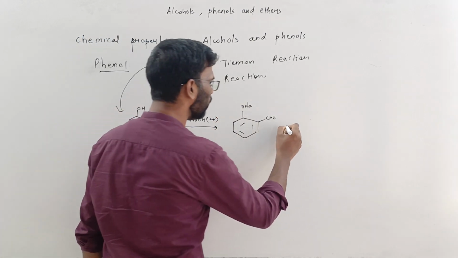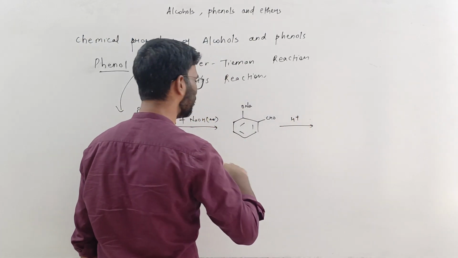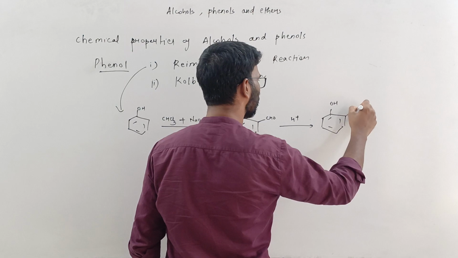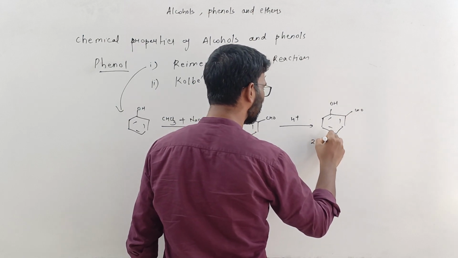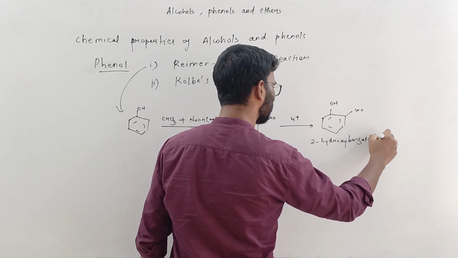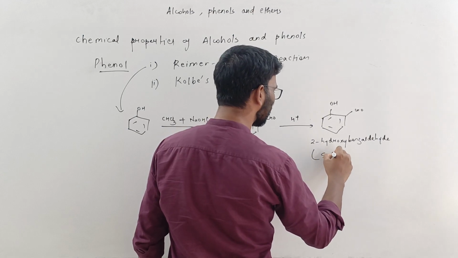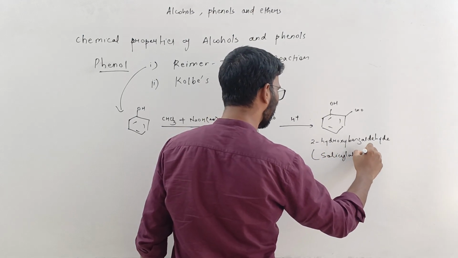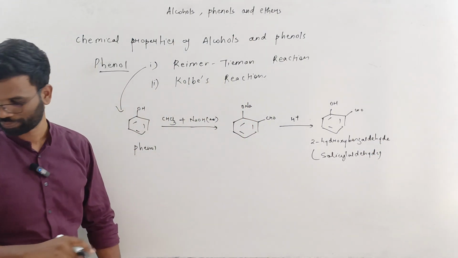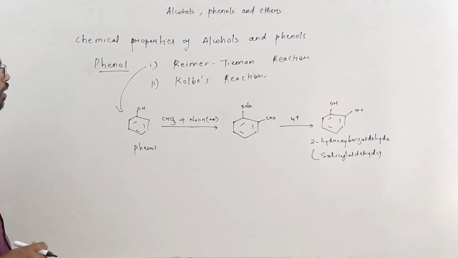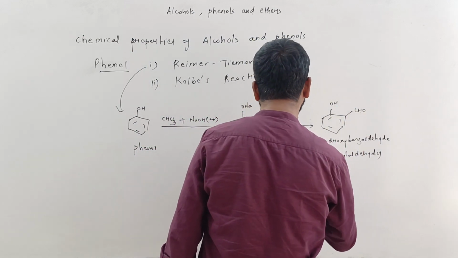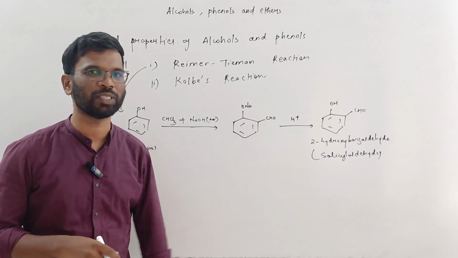Further, in the presence of acid, this gets converted to OH and this is CHO. So this is 2-hydroxybenzaldehyde, also known as salicylaldehyde. So we started with a phenol. This is the Reimer-Tiemann reaction. You should know the products of the Reimer-Tiemann reaction, that is, both the names: 2-hydroxybenzaldehyde and the other name, salicylaldehyde.